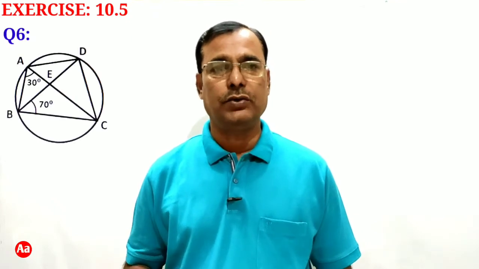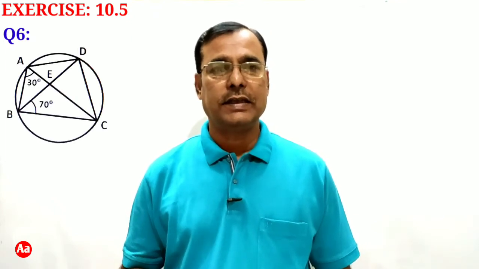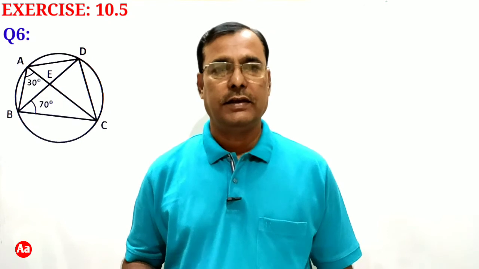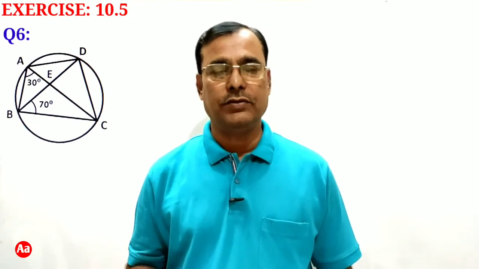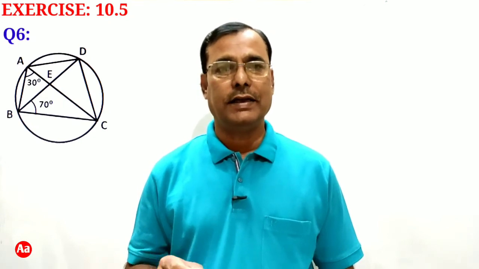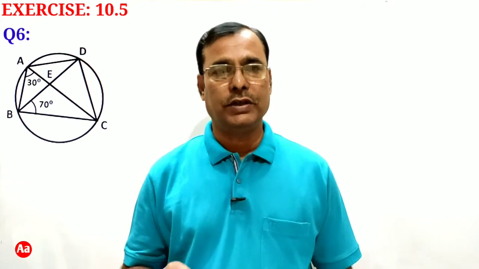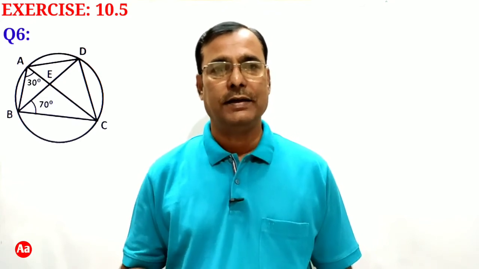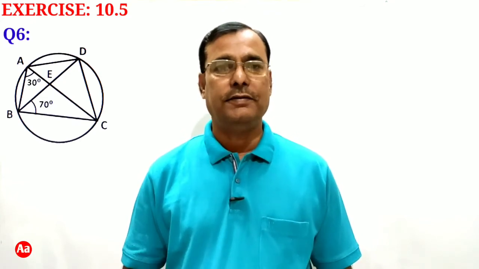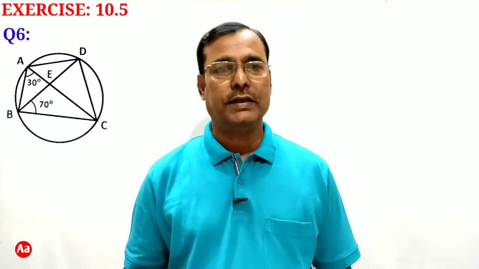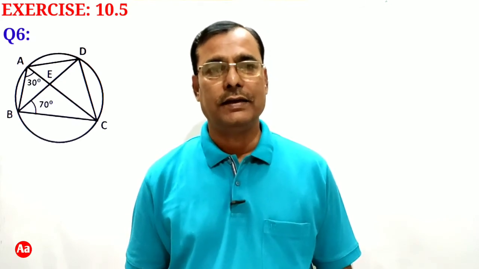Now question number 6. ABCD is a cyclic quadrilateral whose diagonals intersect at a point E. If angle DBC equal to 70 degrees and angle BAC equal to 30 degrees, then find angle BCD. If AB equal to BC, then also find angle ECD.